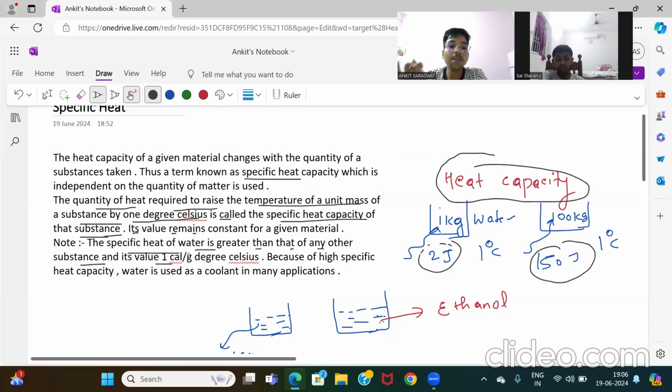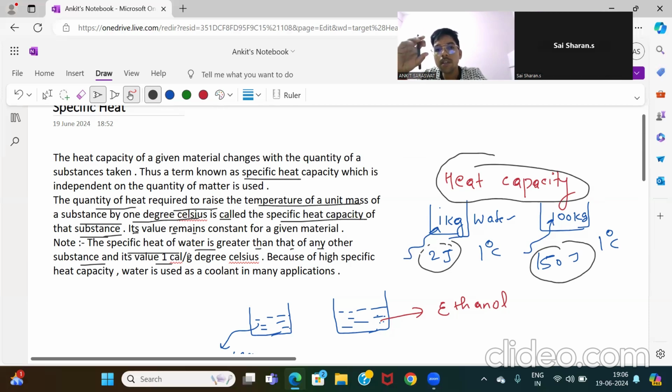Because of this high specific heat capacity, water is used as a coolant in many applications. Coolant, you understand? In condensers, in atomic reactors, we are using heavy water. Because of high specific heat capacity, water is used as a coolant.